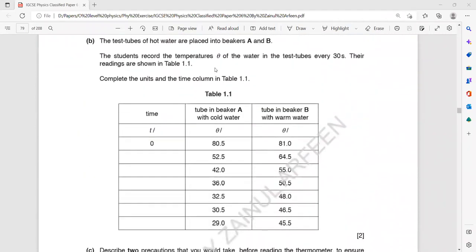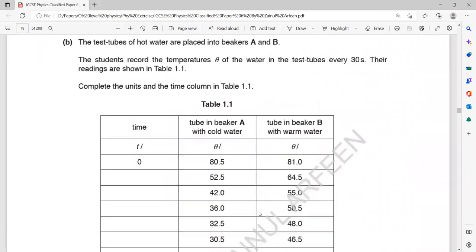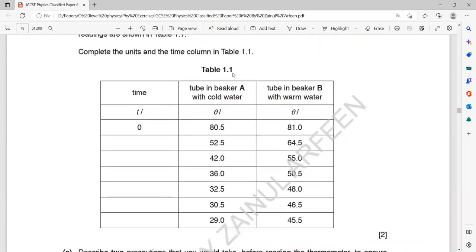The student records the temperature of the water in the test tube every 30 seconds. You can see the same pattern, like we recorded at a 30 second interval. Complete the units in the table, complete the units and the time column. So first we have to complete the unit. You can use screen annotation to complete the unit. So temperature, time is in seconds, that's right. You can use your mic or chat.